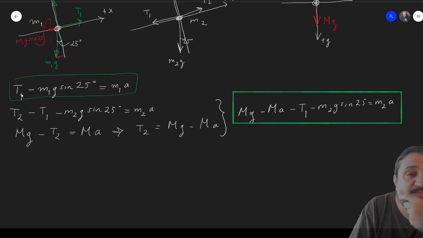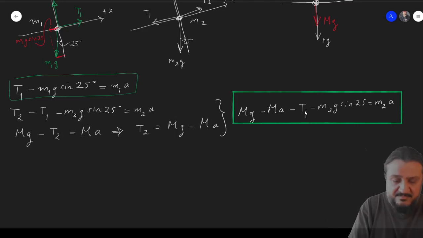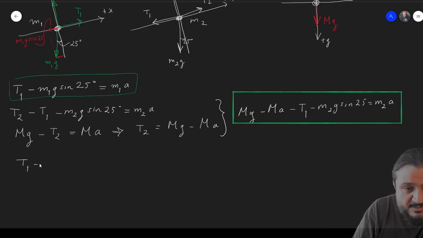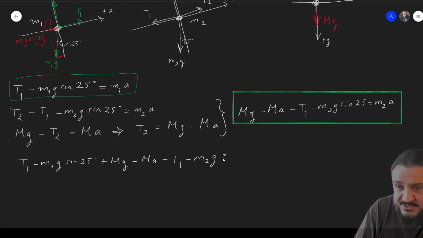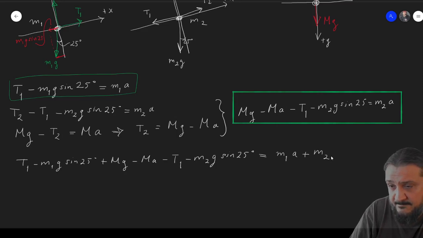Why do I add them? Because I see T1 here. I see negative T1. I know if I add them, adding means add the left-hand side to the left-hand side and right-hand side together. T1s will cancel, right? So if I add them, let's see what happens. T1 minus M1g sine 25. That's the left-hand side. And the left-hand side here is Mg minus Ma minus T1 minus M2g sine 25 equals, I'm going to add the right hand sides now, M1a plus M2a. All right, so this way I get rid of T1.